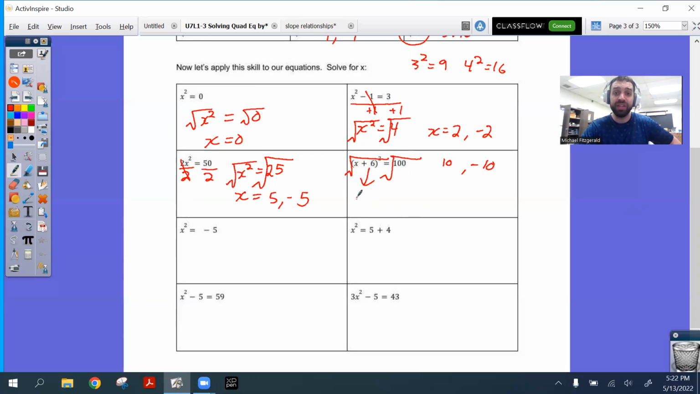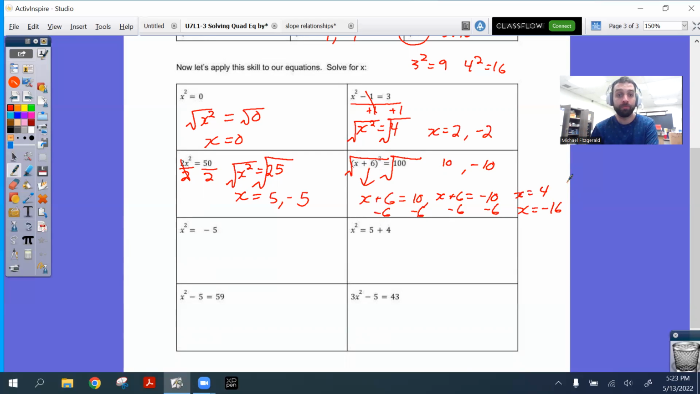But down here, we're not done yet. We have an x plus 6. So we're going to say x plus 6 is equal to 10, and x plus 6 is equal to negative 10. It's really important to consider both possibilities of the square root when we're solving this. So we have one more step, which is to subtract 6 from both sides. So when we subtract 6 from 10, we get x is equal to 4. When we subtract 6 from negative 10, we don't get negative 4. The answer is actually negative 16. So that was a tough one.